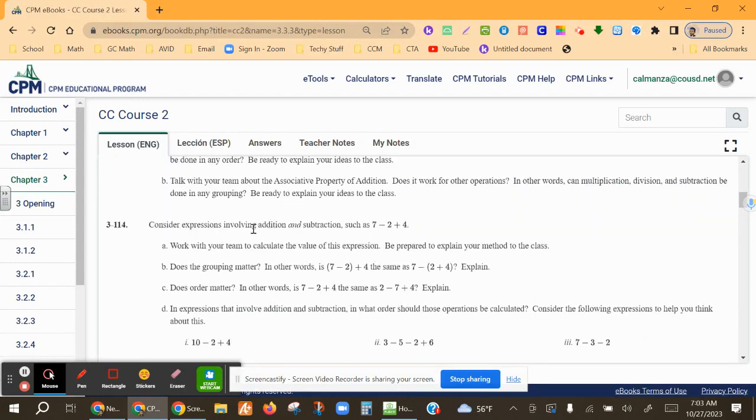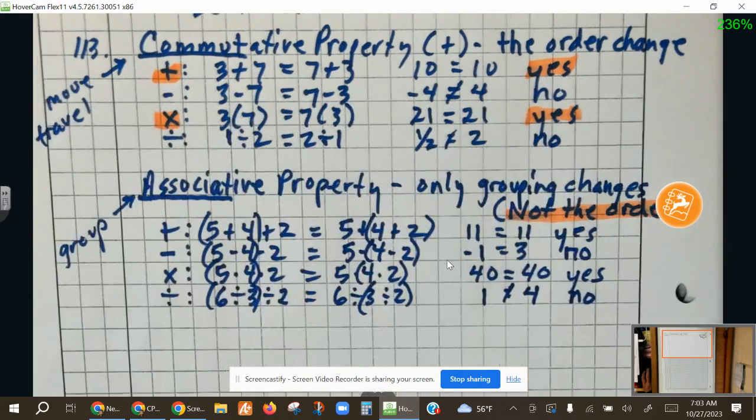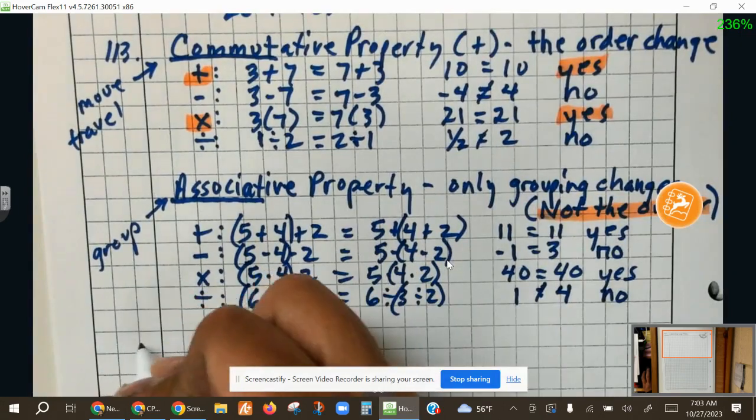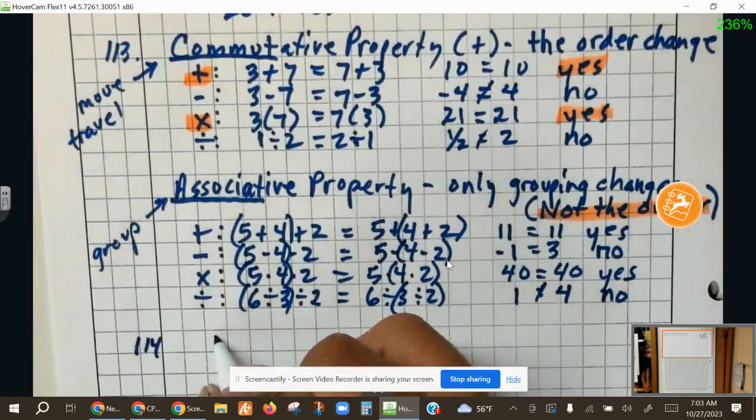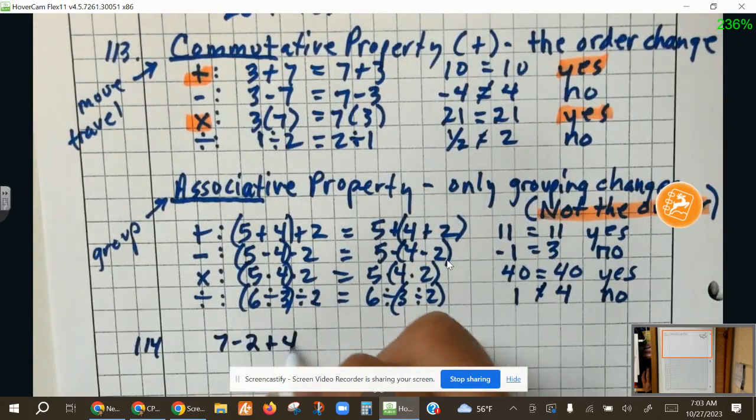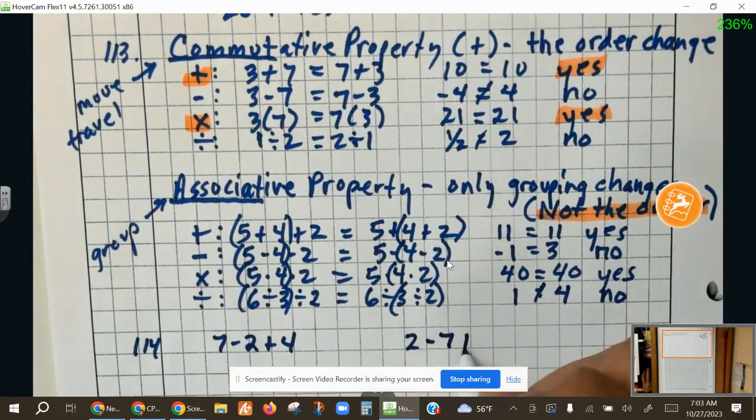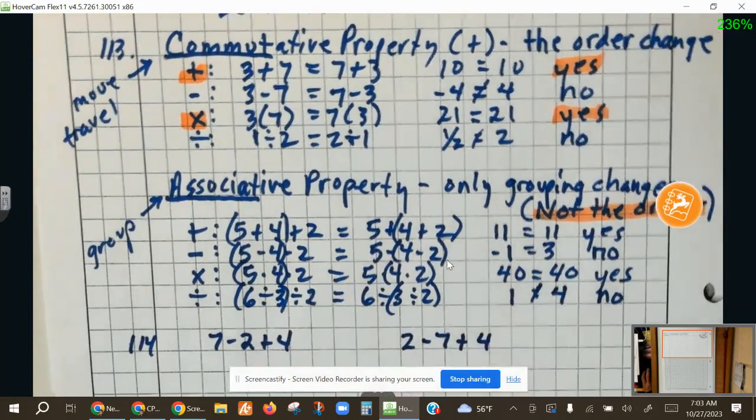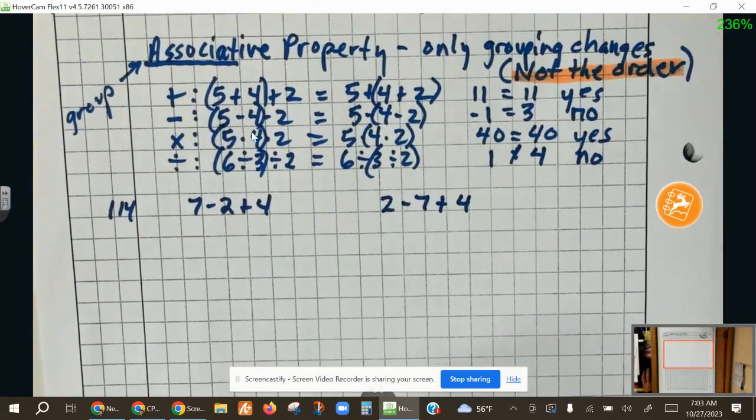All right. So in this next problem, consider the expression 7 minus 2 plus 4. Can we just write these numbers in any order? 7 minus 2 plus 4, 2 minus 7 plus 4. Can we just switch it like this? So this is problem 114. We have 7 minus 2 plus 4. Can we just switch the order to 2 minus 7 plus 4? Just use the commutative property and change those.